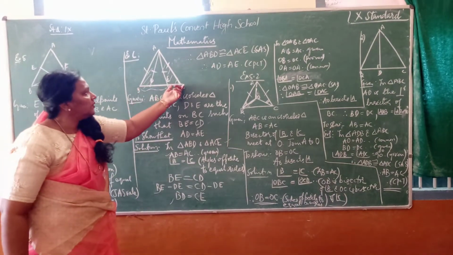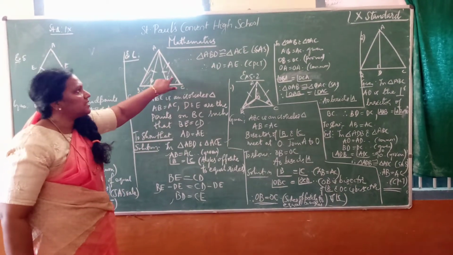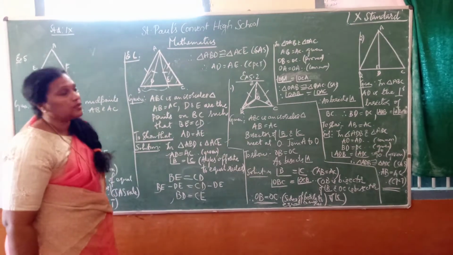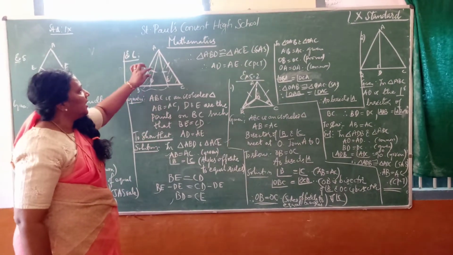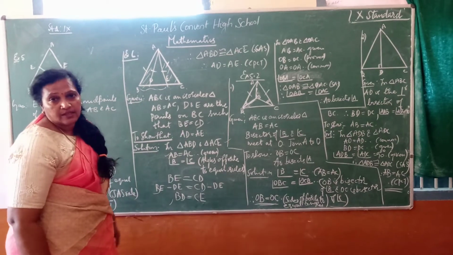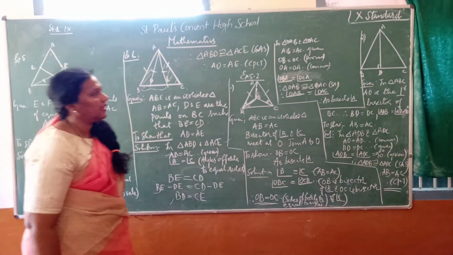Then BD is equal to EC. Therefore the two triangles are congruent. By which rule? SAS rule. Hence you can say that AD is equal to AE because they are corresponding parts of congruent triangles.